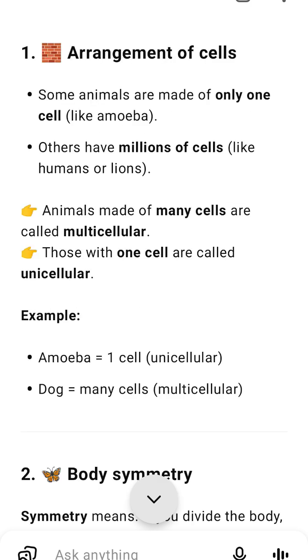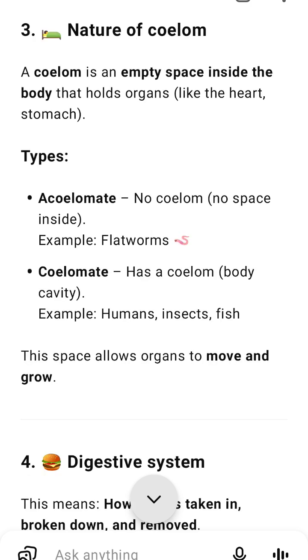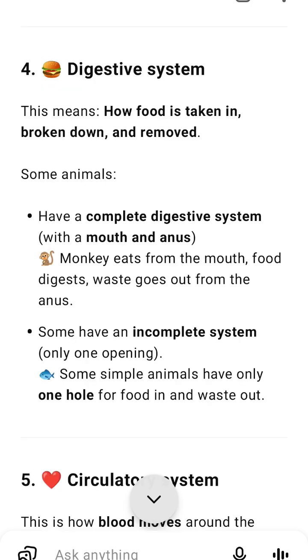1. Number and arrangement of cells. Some animals have only one cell, called unicellular. Other animals have many cells, called multicellular. Example: dog, cat, human. Cells are the building blocks of life, like small bricks that make the whole body.